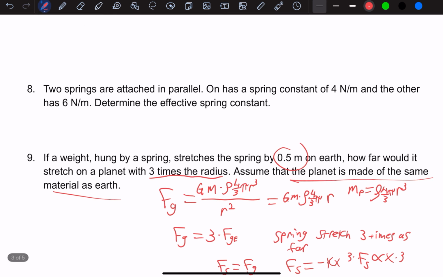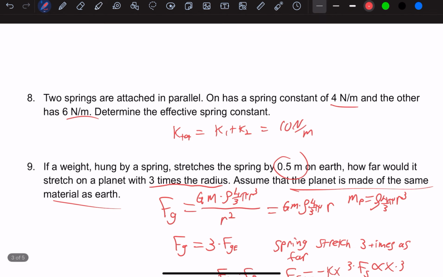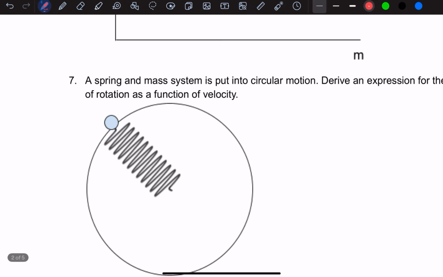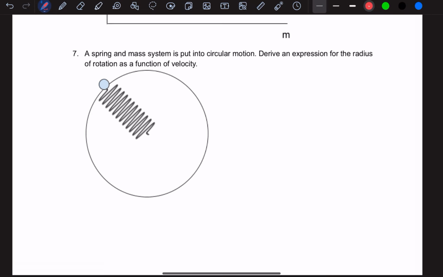All right, number 8. Two springs are attached in parallel. One has a spring constant of 0.4, and the other has 6 newtons per meter. Determine the effective spring constant. If they're attached in parallel, you just add them. So K total is going to equal K1 plus K2 if it's parallel, and that would be 10 newtons per meter. Done.